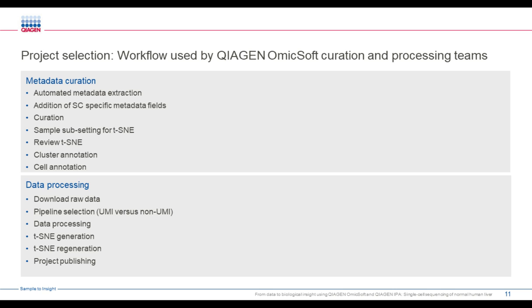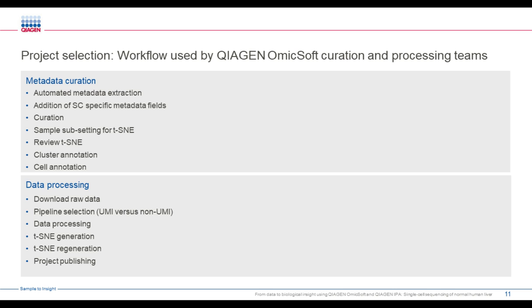The curator will perform a number of metadata extraction and curation steps, including automated metadata extraction from submitted GEO projects. In addition, single-cell specific metadata fields will be extracted as well from the project and from the paper. That will be followed by the curation of the project and the paper to apply very controlled vocabulary columns that can identify key statistical comparisons and identify as well the expected number of cell types.